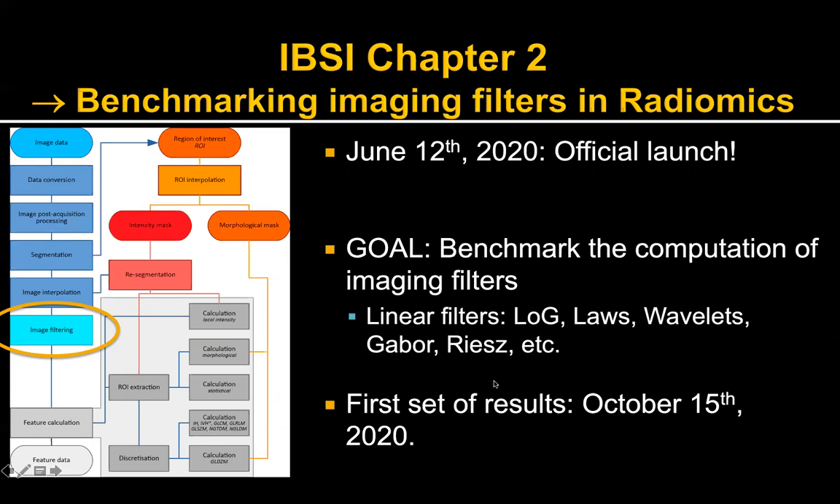And we plan to follow the iterative process that took almost 2 years, the iterative process of going towards a consensus for IBSI-1. Now for IBSI-2, we intend to get our first set of results this October 15th. And then we're going to iterate, I hope, not for 2 years this time, but a little bit faster, so that we can converge towards a consensus about image filtering and computation of radiomics features after image filtering.